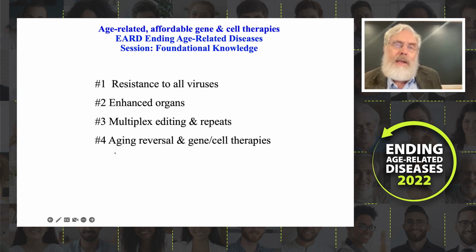These are the 4 key topics. We now have a demonstration, just a proof of concept, that we can create cells that are resistant to all viruses, not just the ones we know about. Give a discussion of our progress on making enhanced organs, not just organs for transplants, and then multiplex editing. What's the cutting edge of multiplex editing, and how can we apply it to repeats that have been shown to be involved in senescence? And then finally, and the main topic, is about aging reversal and gene and cell therapies.